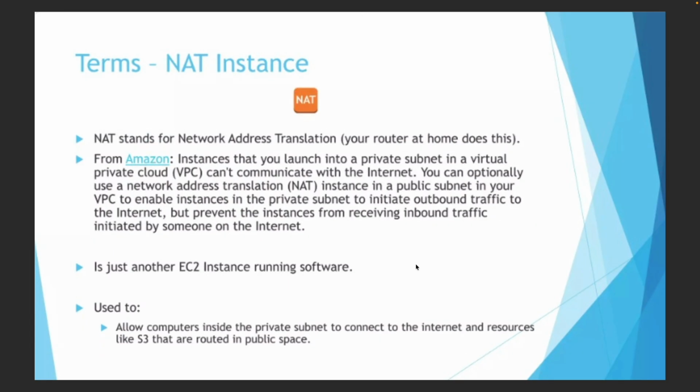The NAT instance stands for Network Address Translation. Your home router does the exact same thing. Now, here's the problem it solves. Instances in a private subnet can't communicate with the internet directly. A NAT instance, which sits in a public subnet, enables those private instances to initiate outbound traffic to the internet while preventing inbound traffic from reaching them. It's just another EC2 instance running software that allows computers inside of your private subnet to connect to the internet and access resources like S3 that are in a public space.